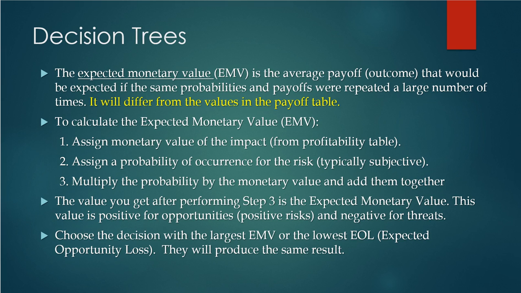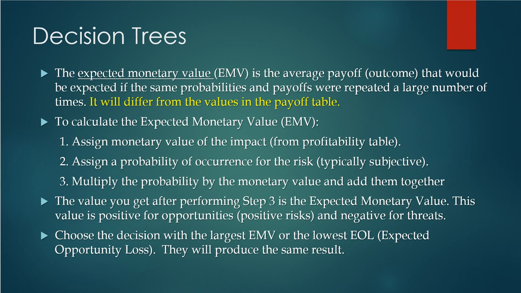Okay. The typical process for us is, step one, we assign monetary values to the impact from the probability table. We assign a probability, sometimes subjectively. Hey, there's a 60% chance we're going to earn this business. There's a 10% chance that our truck carrying this item is going to get into an accident, those kinds of things. And then we simply multiply the probability by the monetary value and we add them together, and that's going to get our expected monetary value.